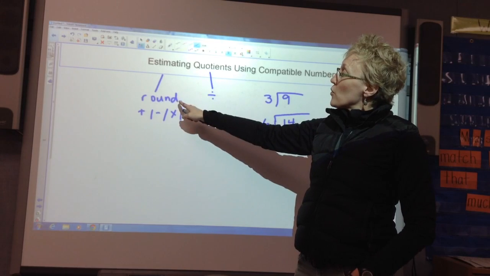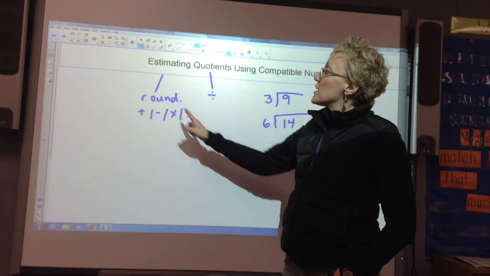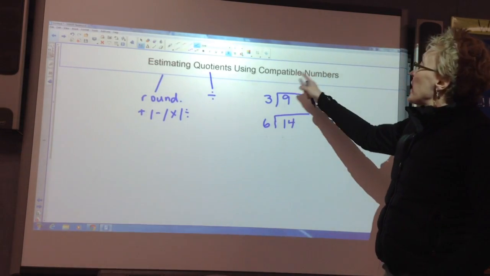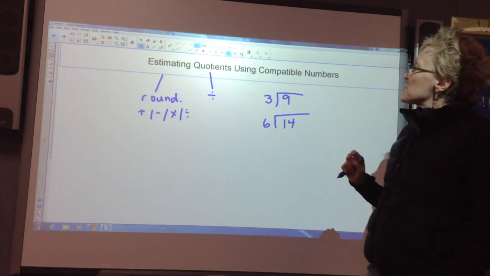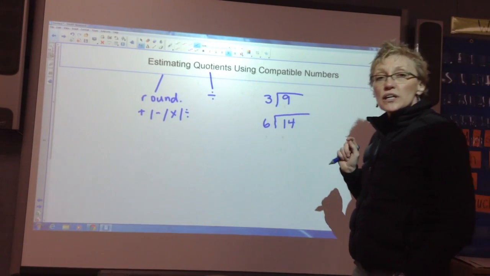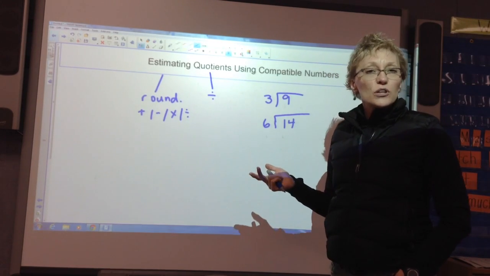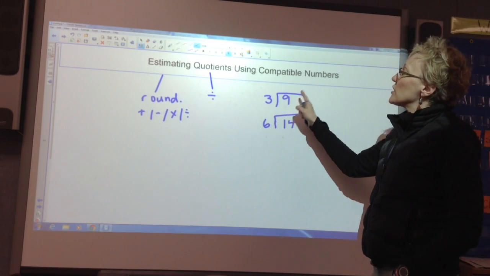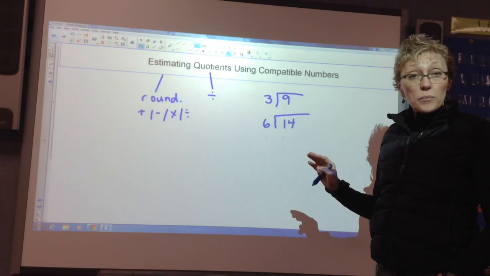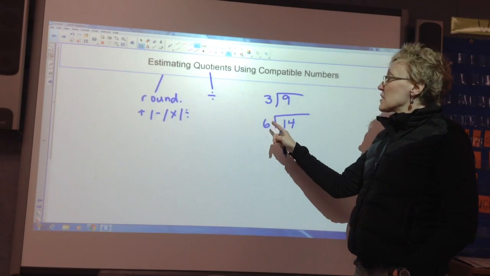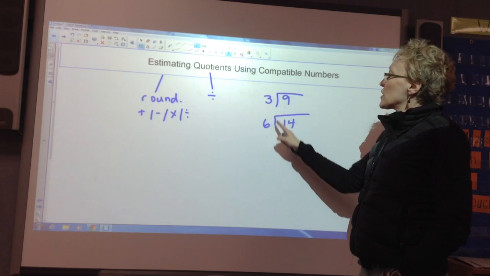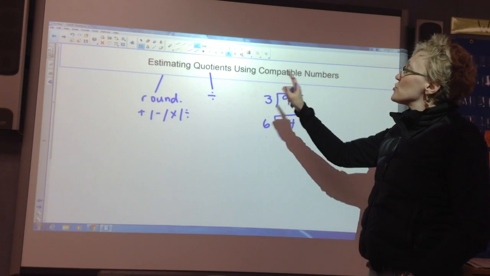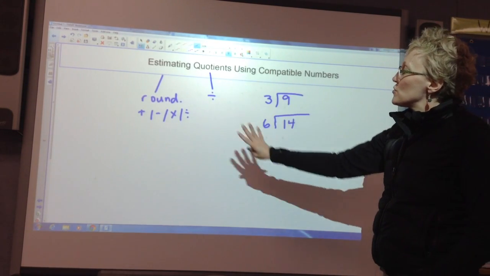And we know that estimating requires you to round numbers and then perform the operation, whether it's addition, subtraction, multiplication, or in this case, division. Compatible numbers. We know in the past that compatible numbers are numbers that you can easily divide that don't give you remainders. So for example, 9 and 3. They are compatible numbers because 3 can go into 9 3 times with no remainder. However, 14 and 6 are not compatible numbers because you cannot multiply 6 with a whole number to get 14. So using quotients, using compatible numbers, we're going to be using these skills.